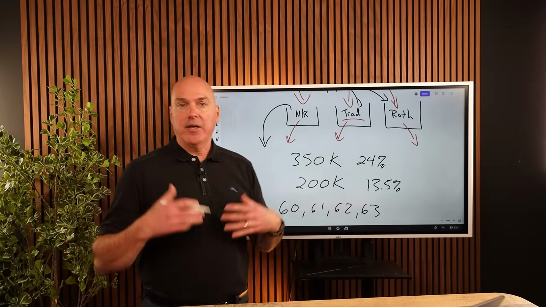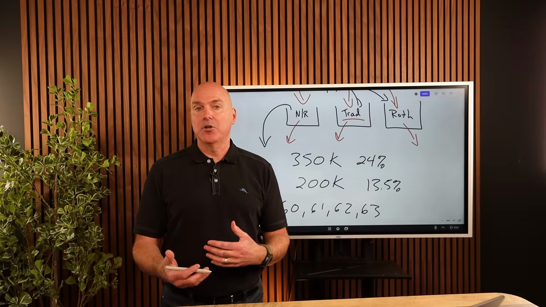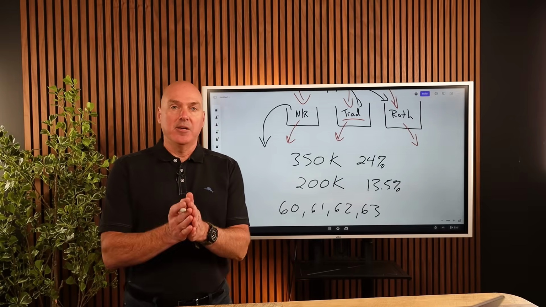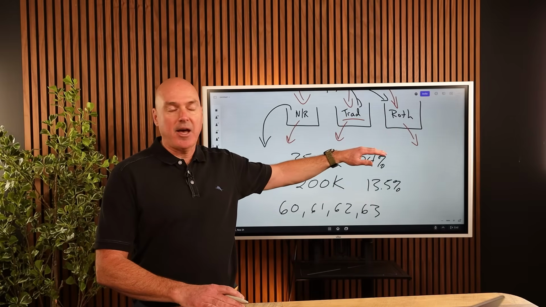Your Roth bucket is, again, likely going to be the last money that you're ever going to spend, and it has the best long-term tax advantages because as long as it's a qualified distribution, everything that comes out of the Roth is going to be completely tax-free.